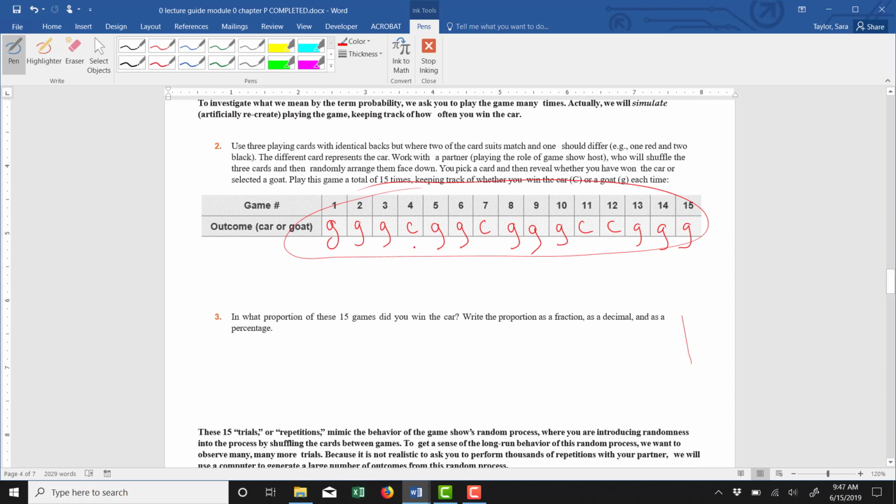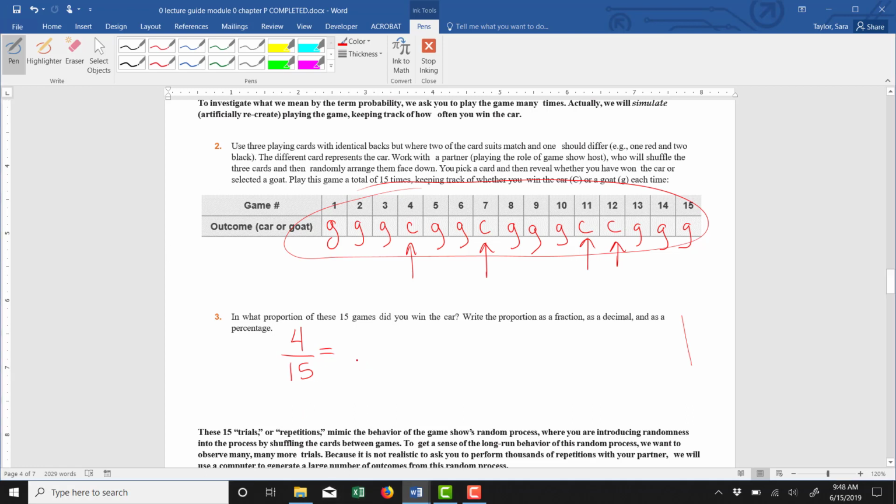And it then asked in problem number 3, in what proportion of the 15 games did you win the car? So I'll note this particular student seems to have picked the car 4 times out of 15 times. It asks us to write this as a fraction, a decimal, and a percentage.